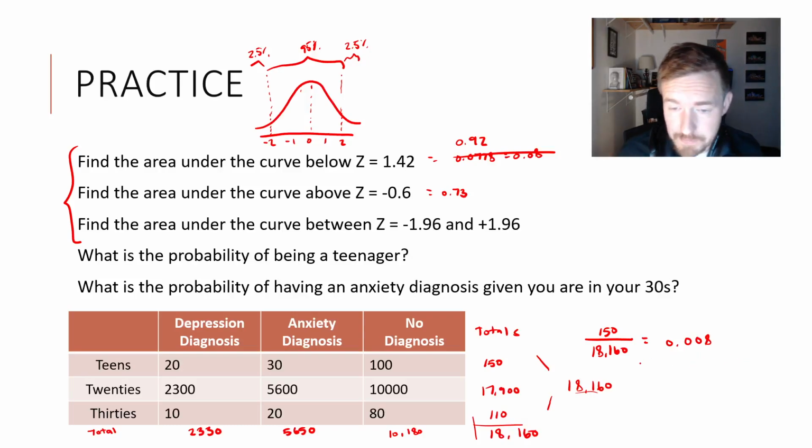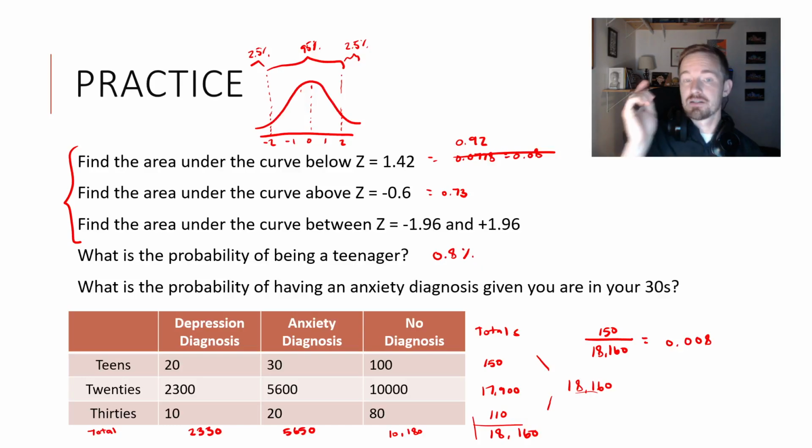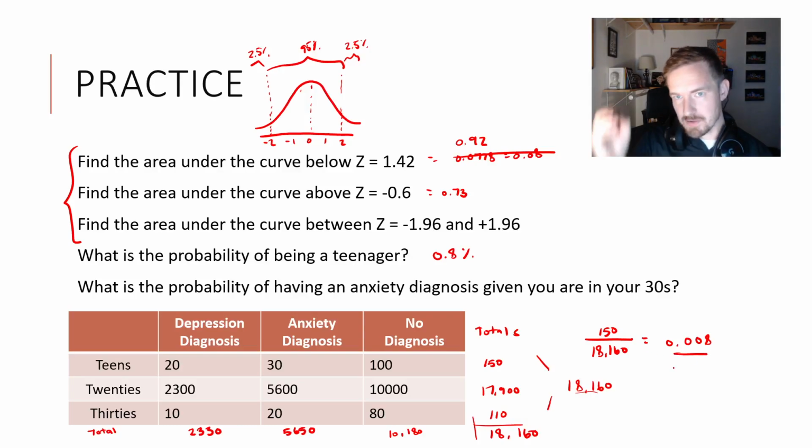That's really small, y'all. So basically the probability of being a teenager is 0.8%. Not 0.8, because that's the probability, and that's 80%. This is the probability, 0.008. If I converted it to a decimal, or sorry, to a percentage, it's 0.8%. Very, very small probability of being a teenager.